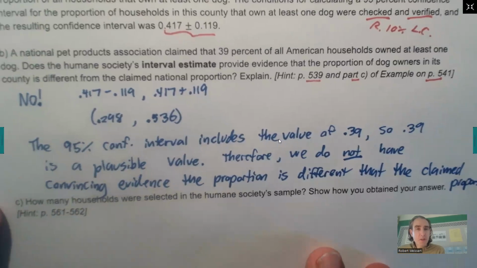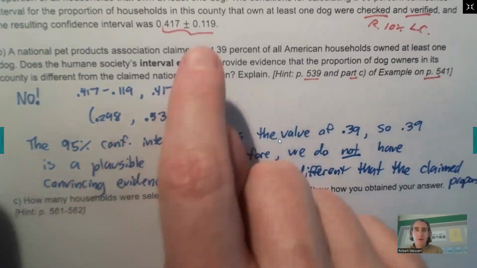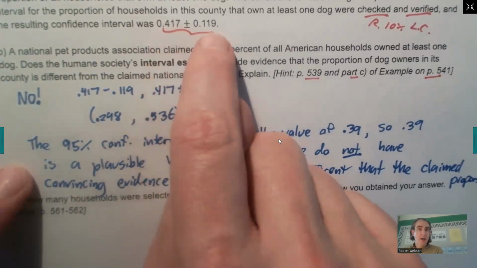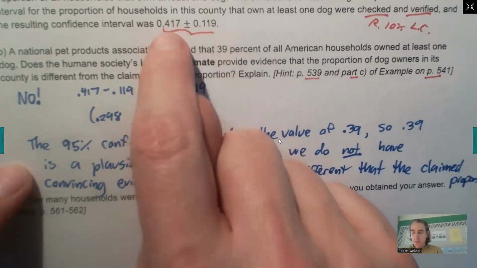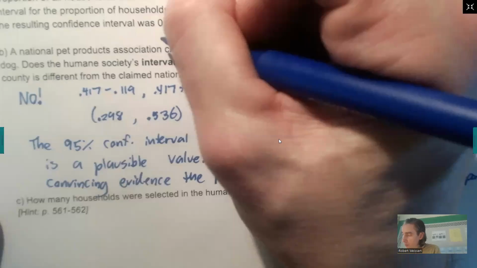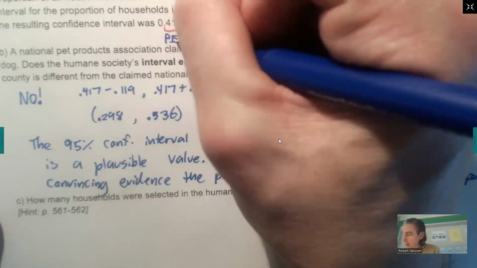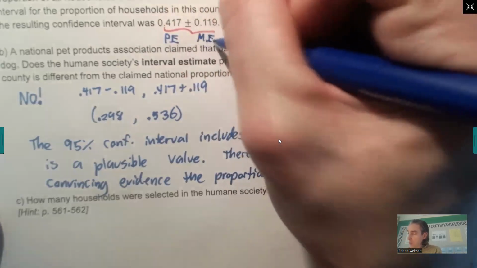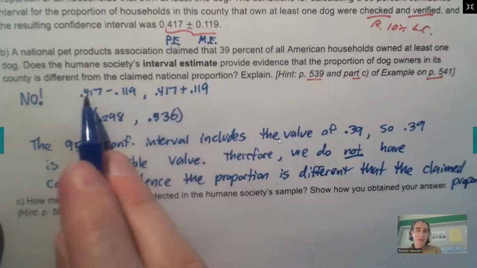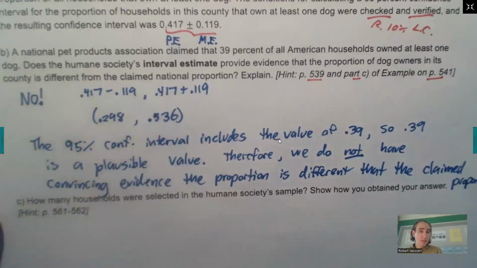Okay, the answer to this is no. What you want to do with your interval when it's set up as the point estimate plus or minus your margin of error, remember this is your point estimate and your margin of error, is you want to get the low end and the high end of the interval. And you can do that by simply subtracting and adding.